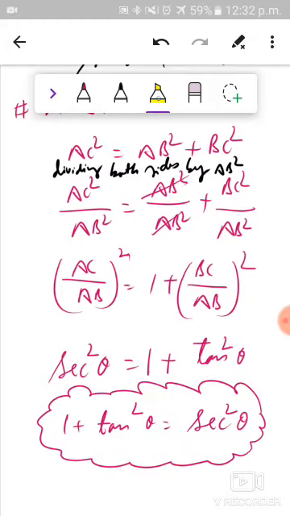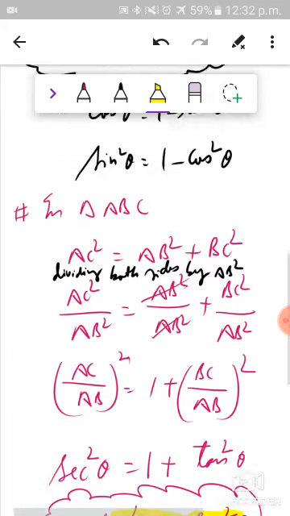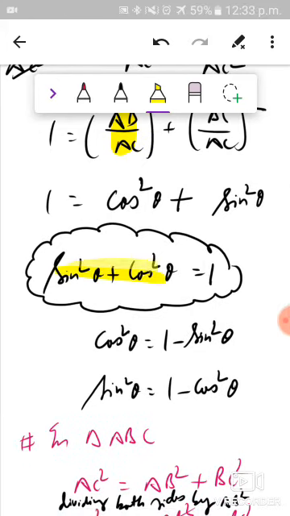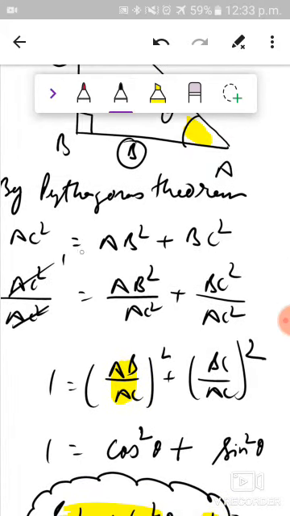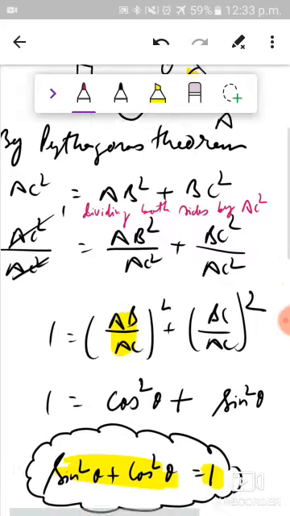Okay, this is our second identity: 1 plus tan square theta is equal to sec square theta. What was the previous one? That one was sin square theta plus cos square theta equals 1. How did we get it? Dividing both sides by AC square. Okay, now let us see.